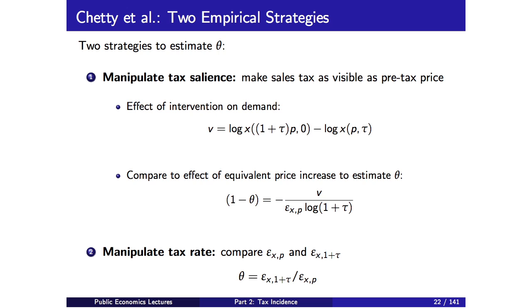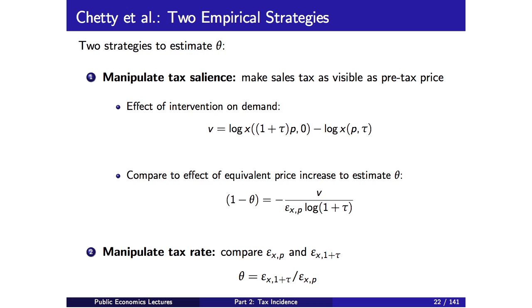So to see how this works, let's call V the effect of this intervention that I'm going to show you, where we directly change the way in which prices are displayed. Let's call V the effect of that intervention on demand. So what's the effect in the notation of this simple model? The effect of that intervention, what is it in terms, in log terms?